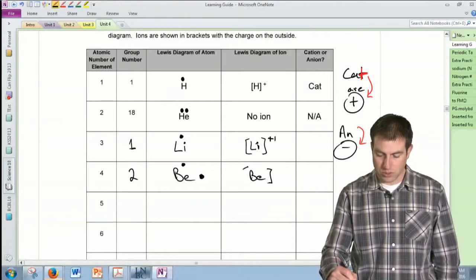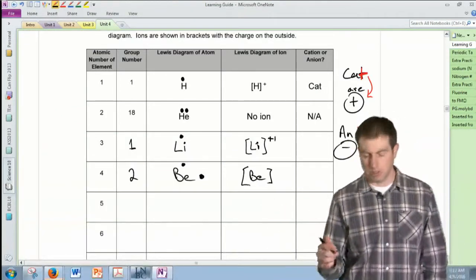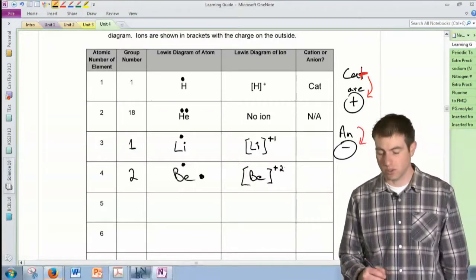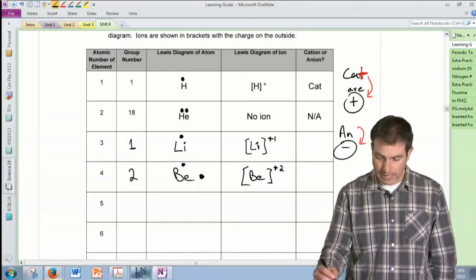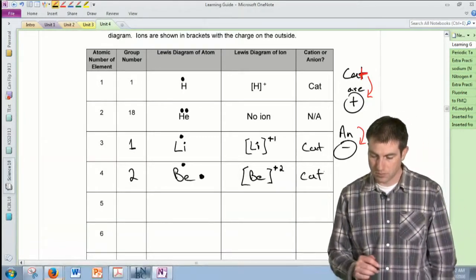Is beryllium going to gain 6 electrons or lose 2? Well, it's probably going to lose 2. So if it loses 2 negative charges, it now has 2 extra positive charges, so it'll be positively charged. And that makes this a cation as well.